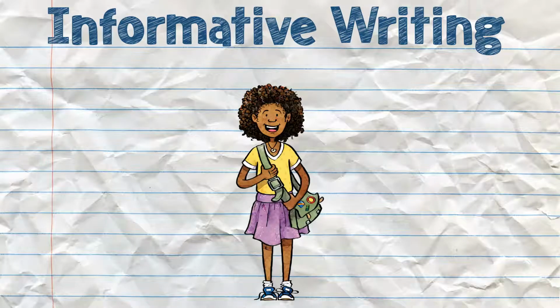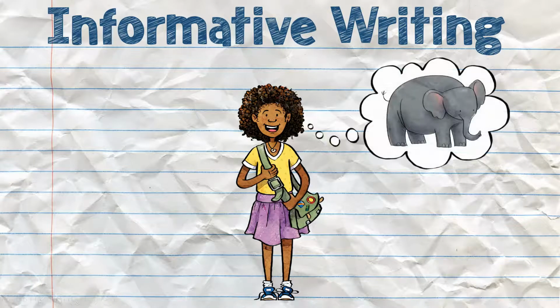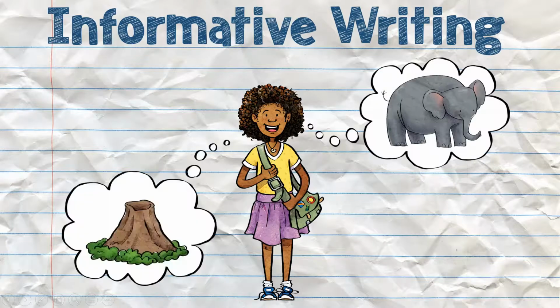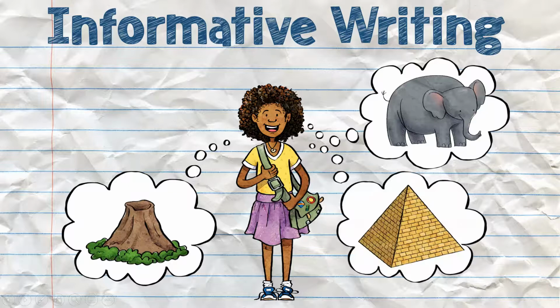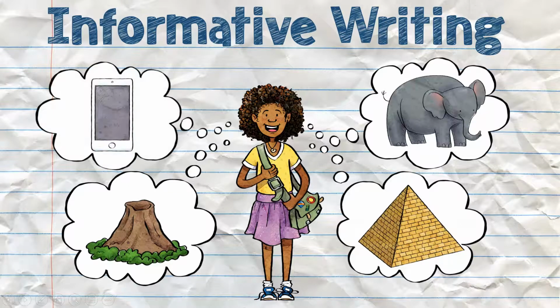Here's Sally. Now, she's been asked to write an informative writing and she starts brainstorming some ideas. She comes up with, maybe I'll write about elephants and how they live. I'll write about volcanoes and how they're formed. And then she thinks, I'll write about the Egyptian pyramids or how a cell phone is manufactured. All 4 of these are great informative writing topics.